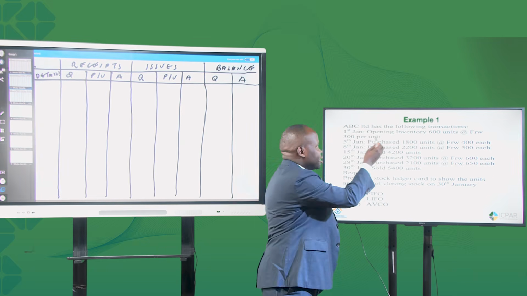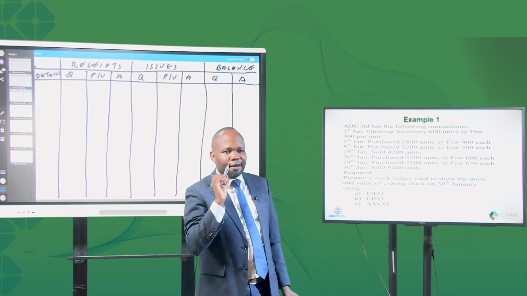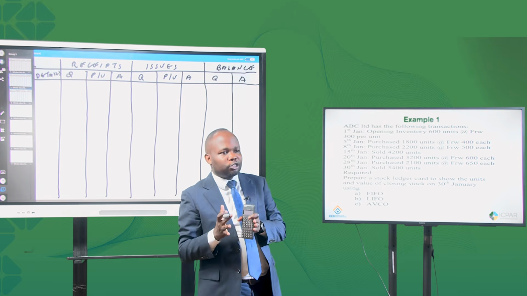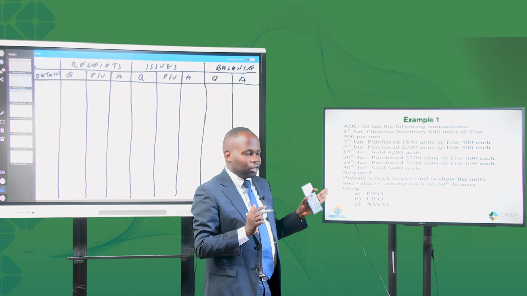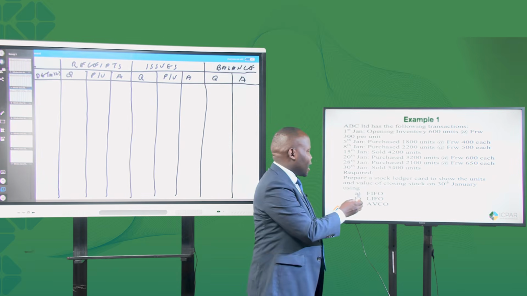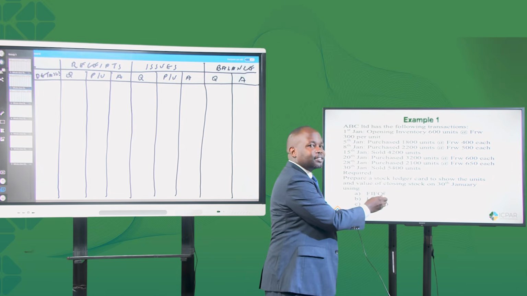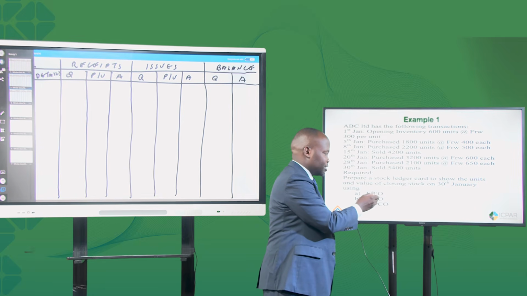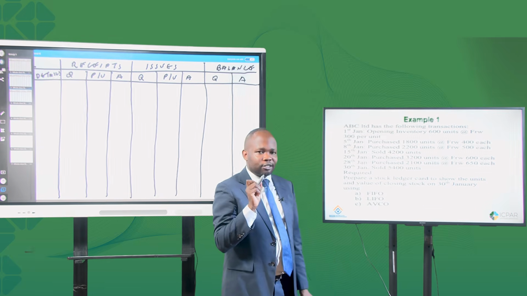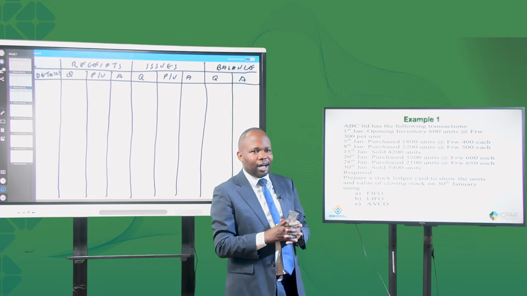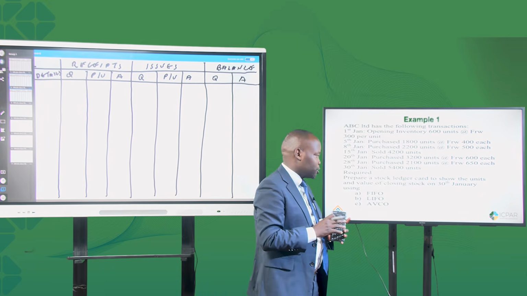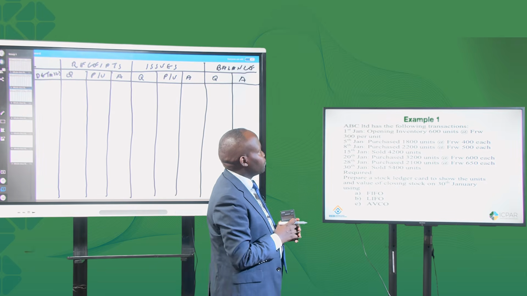And this is the example that we used under first in, first out. In this session, part 2 of the chapter materials, we are now going to look at last in, first out. So in method 1, it was first in, first out. We are now going to focus on last in, first out. Let's once more read through the question to enable us go to the example.